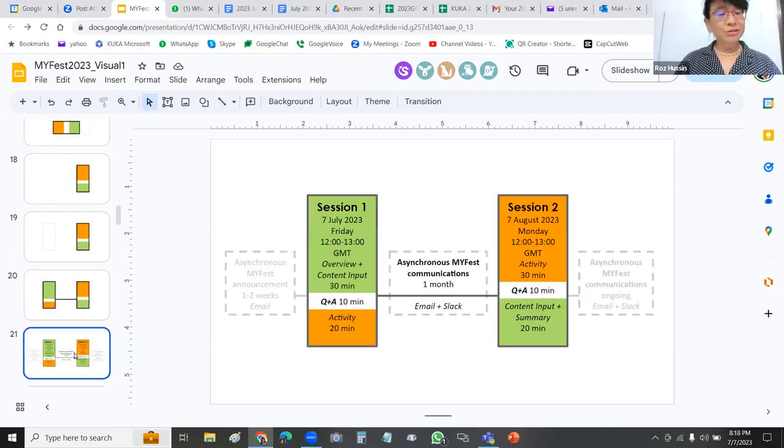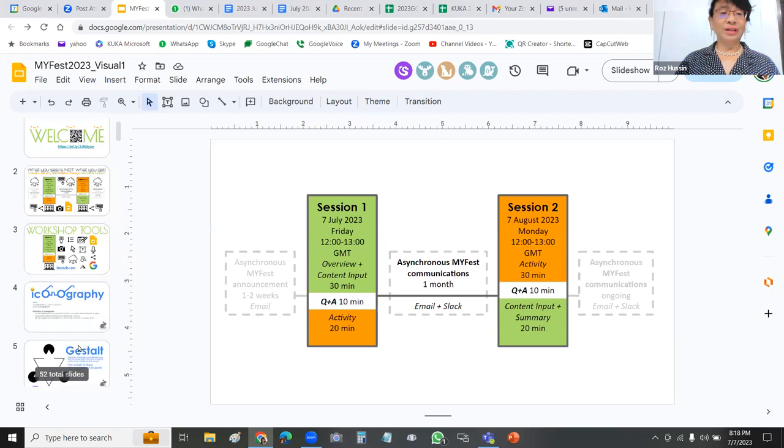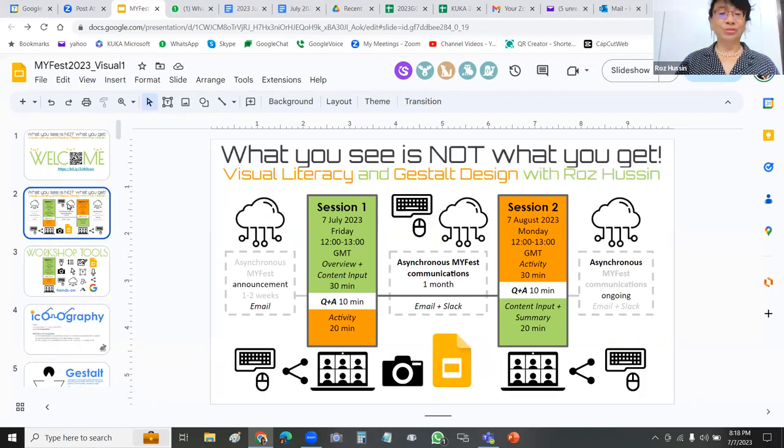It actually starts to look just like today's lesson plan that I showed you right at the beginning. Do you remember this one? Yes? So that's actually the design of, and I'll scroll right back up, slide number two. That's where that came from.